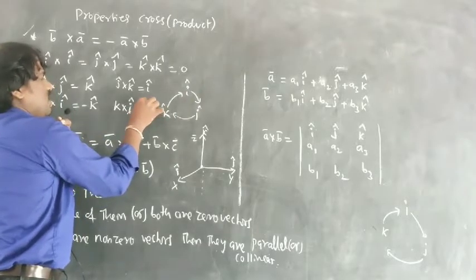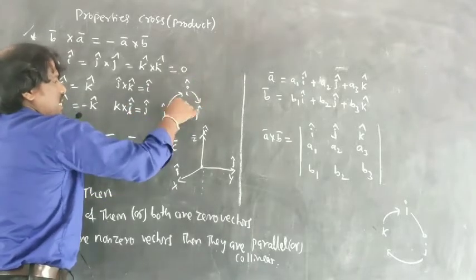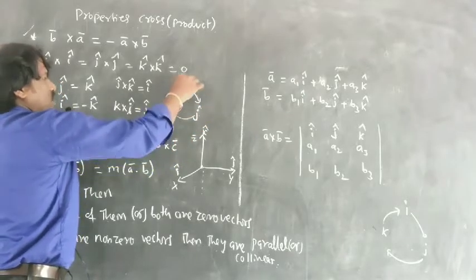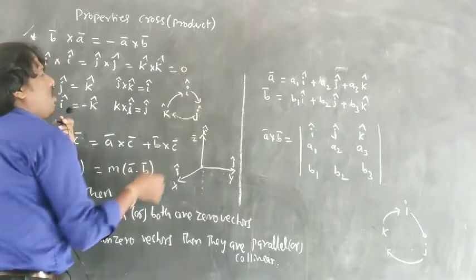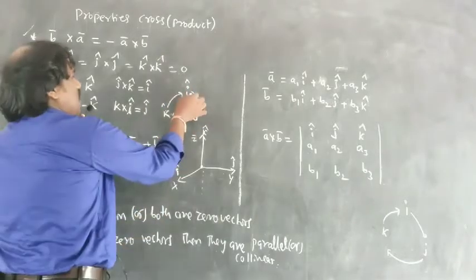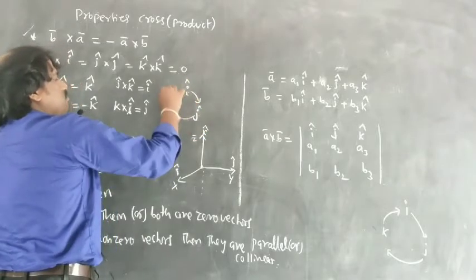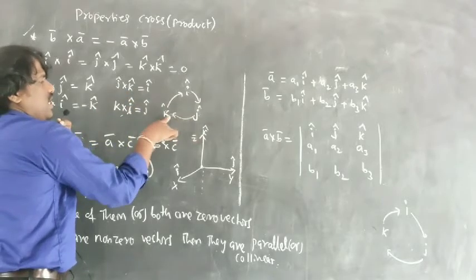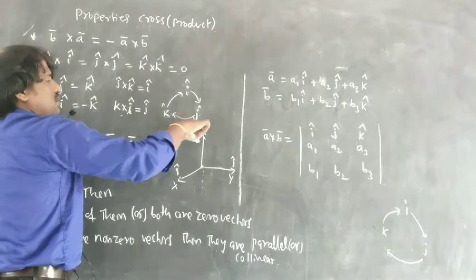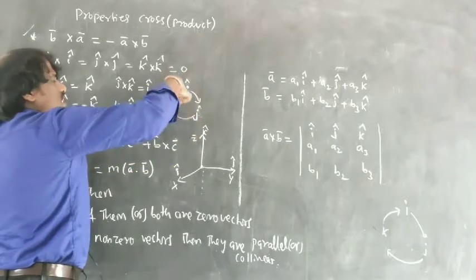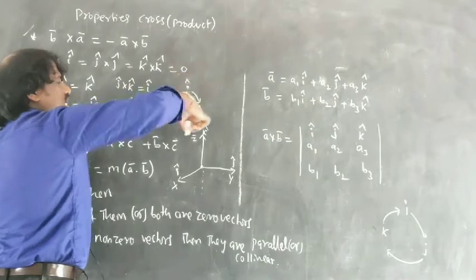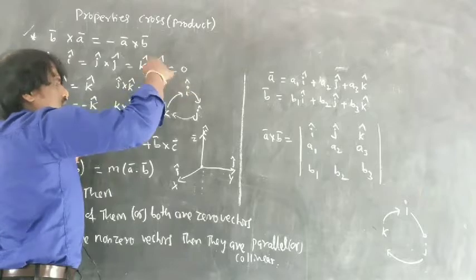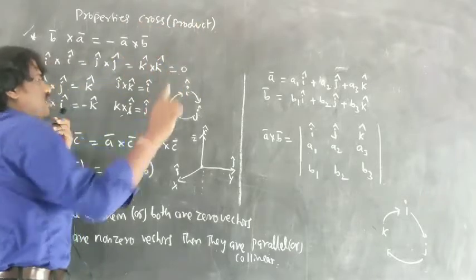If it is going in this direction, I cross J will be K, J cross K will be I, K cross I will be J. But if it is going in the opposite direction, like J cross I instead of I cross J, that is minus K. J cross K will be I, but K cross J will be minus I. One direction is positive and the opposite direction will be negative. That you have to remember.